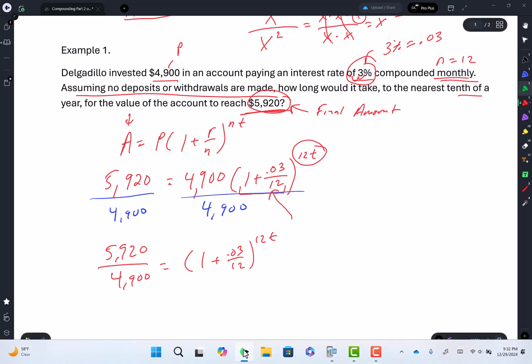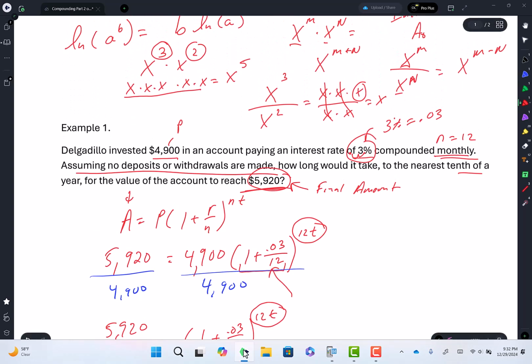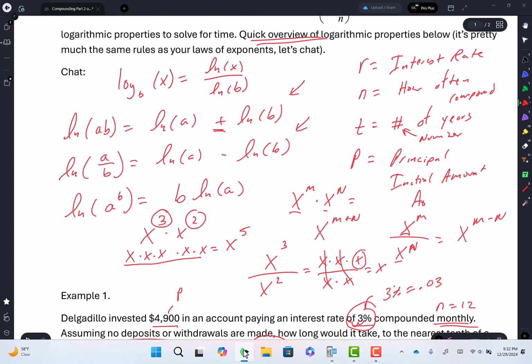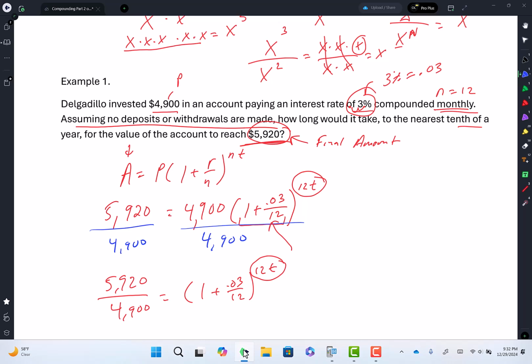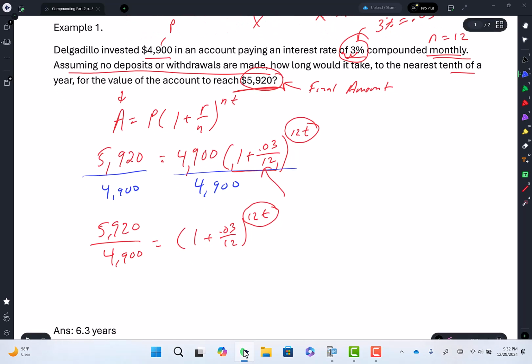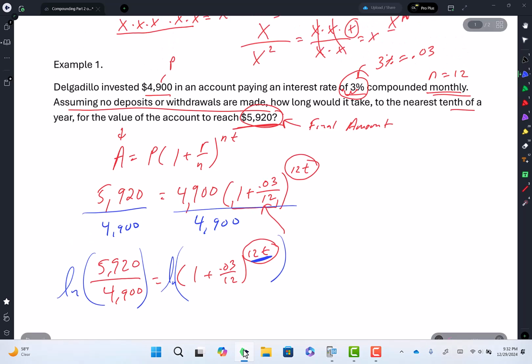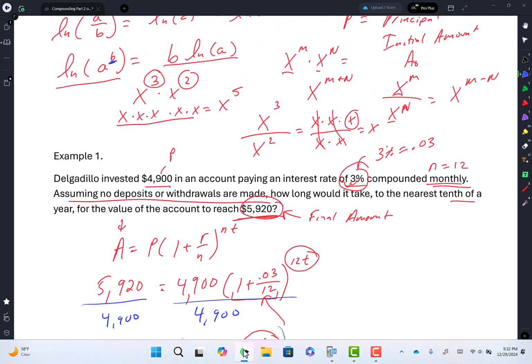All right, so now I want to bring this 12t down. The best way that we know how to do right now is to use our power rule for logs. I know some of you are saying to raise both sides to the power 1 over 12, but that's another way. I don't want to talk about that route, and eventually you're still going to be doing the natural log anyways. So it's natural log of all this. I can utilize that 12t, that's kind of like that b here. See how it brings that b to the front?